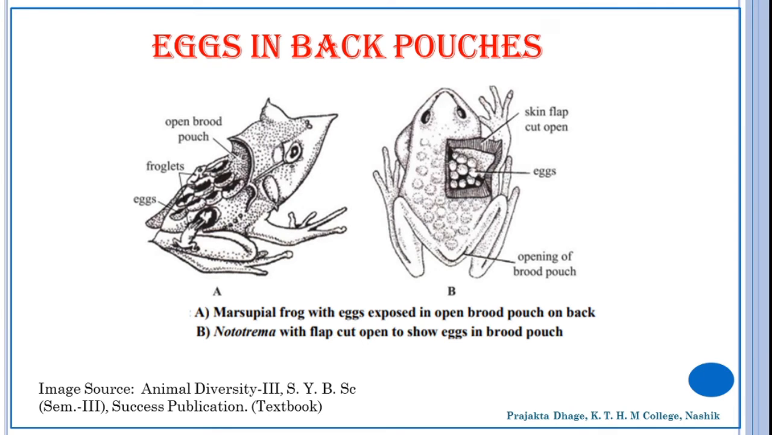The next way by which the parental care is shown is eggs in back pouches. So the organism has back pouches, and the eggs will be protected in these particular back pouches. Here you can see the two examples. One is of the marsupial frog, and the other one is of the Notodelphys. Okay, let's see what it is.